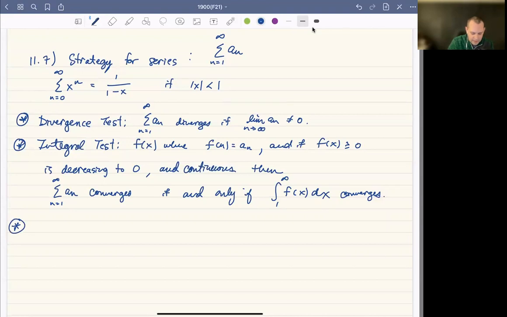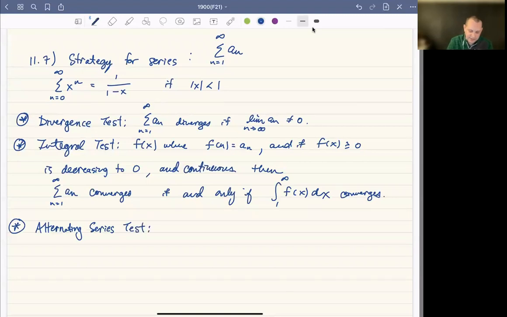Okay. After that, we talked about the alternating series test. So I went slightly out of order here. The divergence test was 11.2. The integral test was 11.3. Alternating series were actually 11.5.